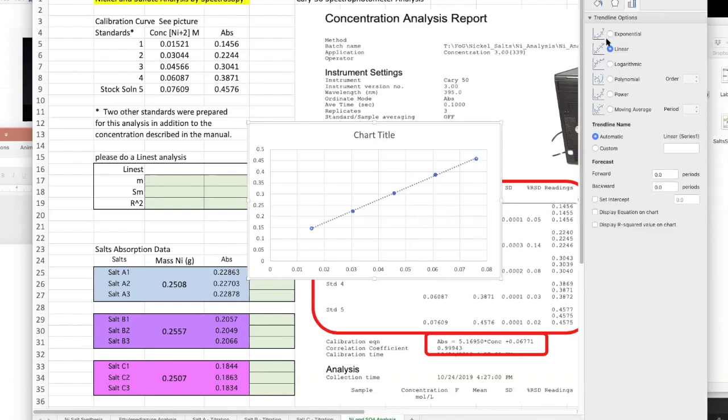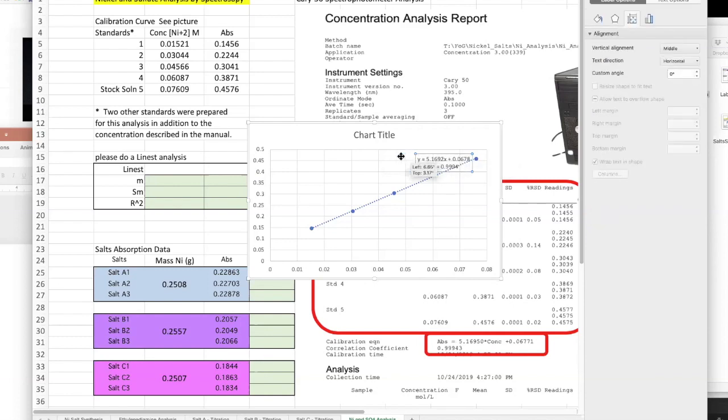I've got to make sure it's linear. I've got to show the equation. I've got to show the correlation factor for this. Here it is right here. Okay, so you guys are going to be doing that in the workout portion. But since the data is already there, you can see that half the battle is done for you.